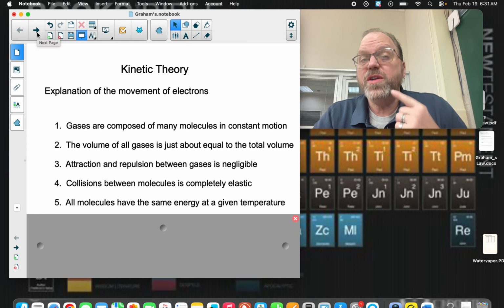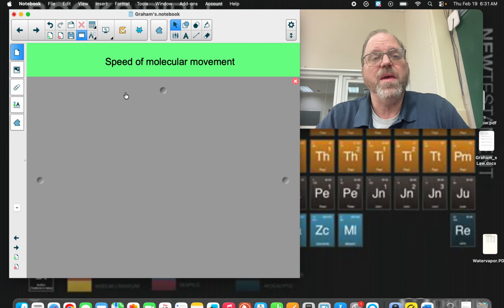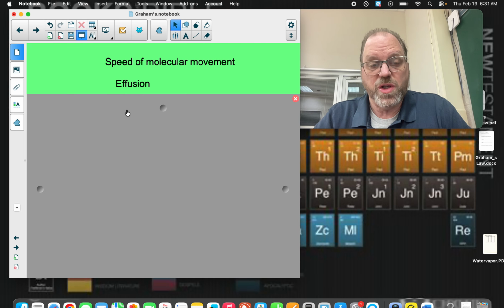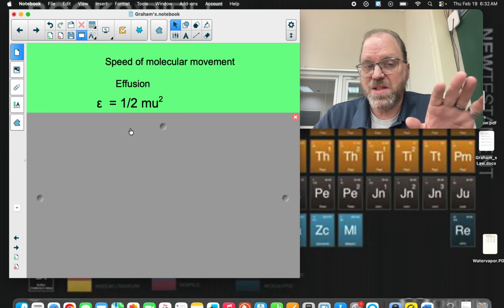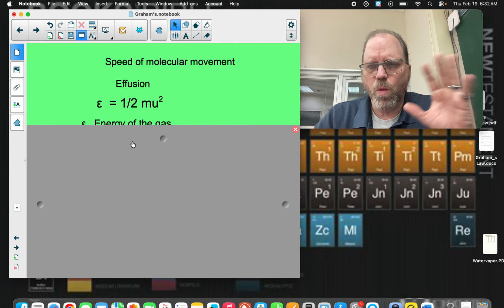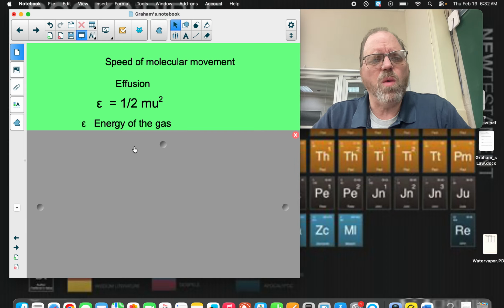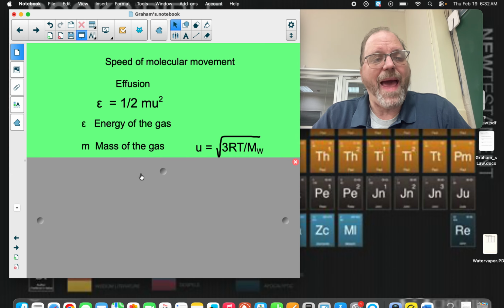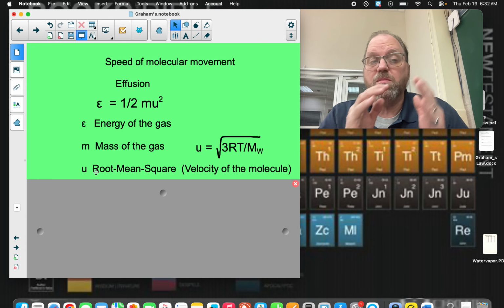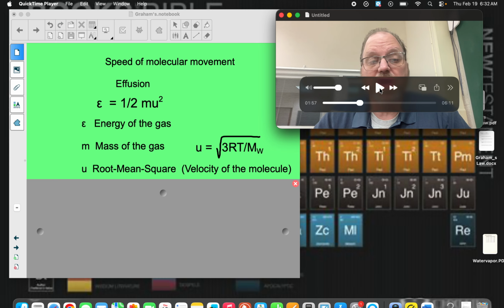Now, what we do then is we generate something called the speed of molecular movement. We use that for Graham's Law. Now, this is something called effusion. And the equation for effusion, E is equal to 1/2 m u squared. Now, we're going to rearrange it because that E value doesn't help us a whole lot. E is the energy involved. M is the mass of the gas. U is what we call the root mean squared, the velocity of the molecule.